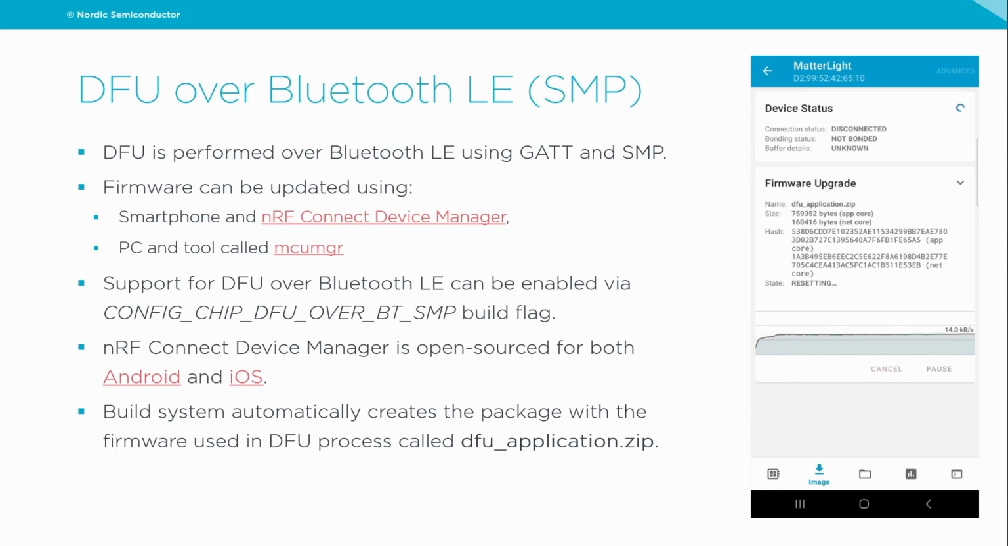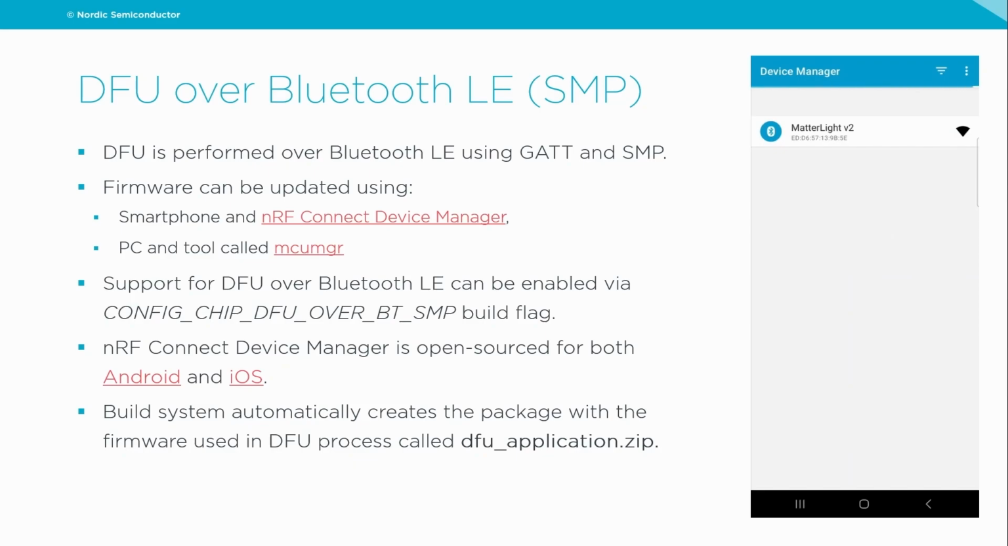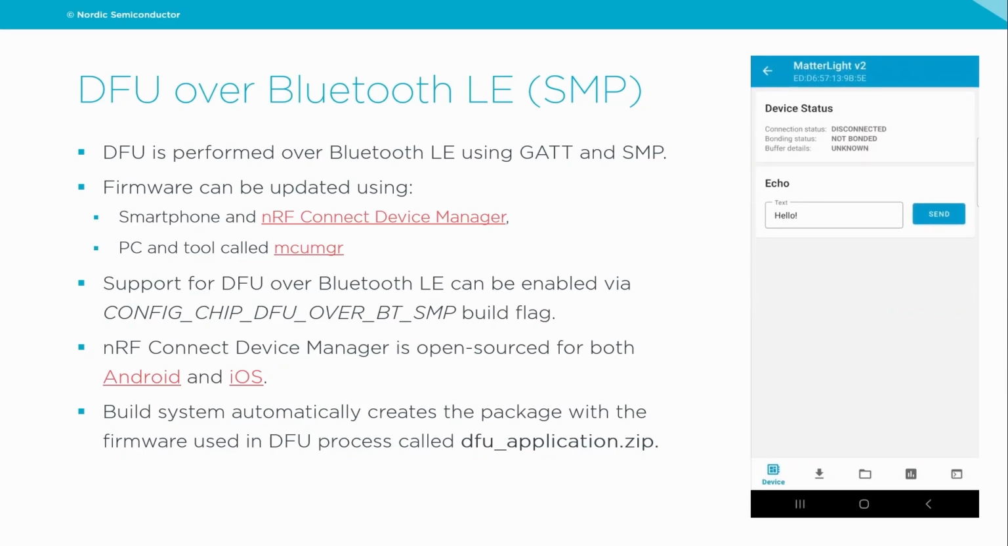In this demo, I'm using the nRF5340, which has two cores, so the image upload is divided into two phases. After uploading is complete, as it is right now, we need to wait for the bootloader to swap the image. And finally, we can see that the device advertises a new name with a v2 string at the end and still responds to the SMP commands.